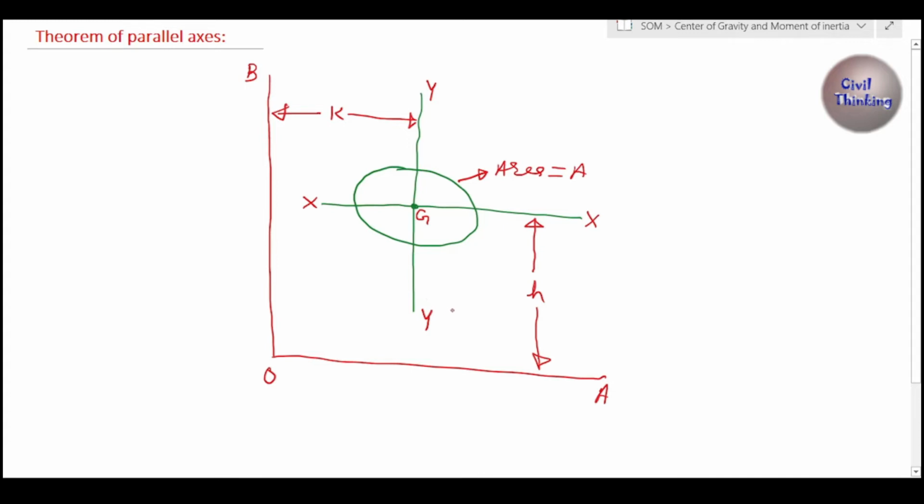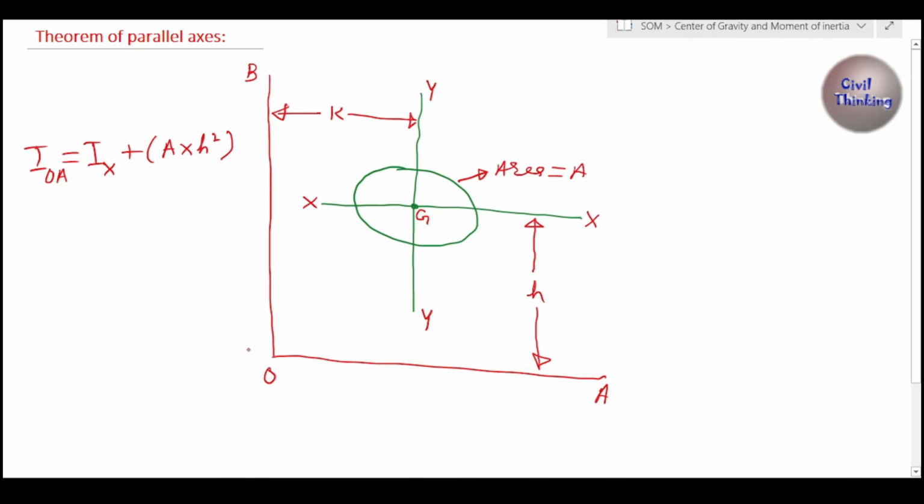Then I can apply the theorem of parallel axes. Then the moment of inertia, which is denoted by I about OA, is equal to the moment of inertia about this x-axis, because it is passing through G, plus the area multiplied by the distance between the two parallel axes, which is h square.